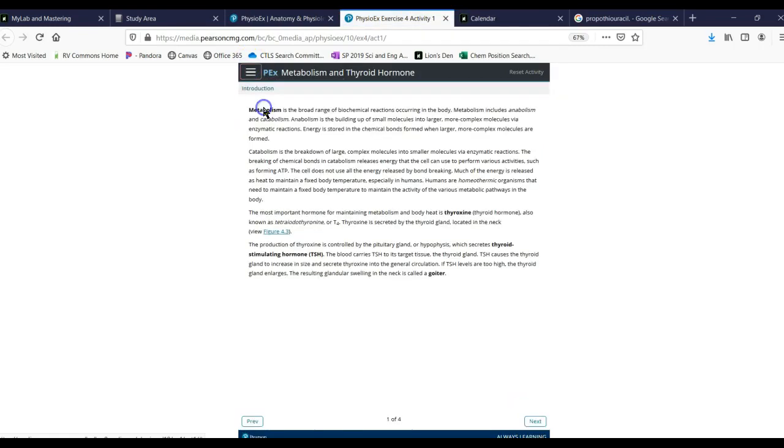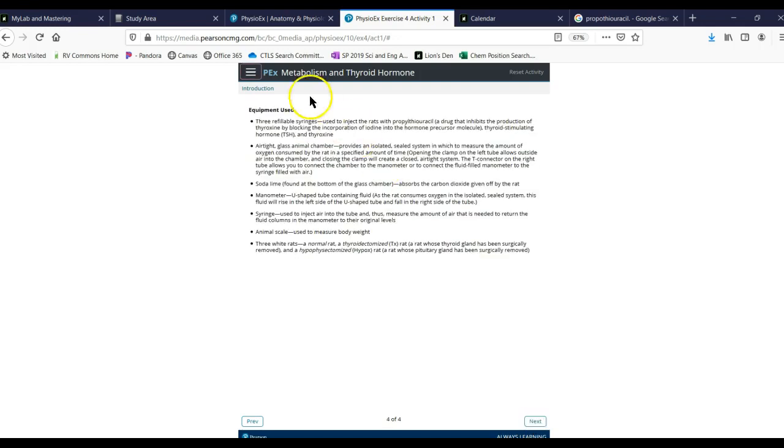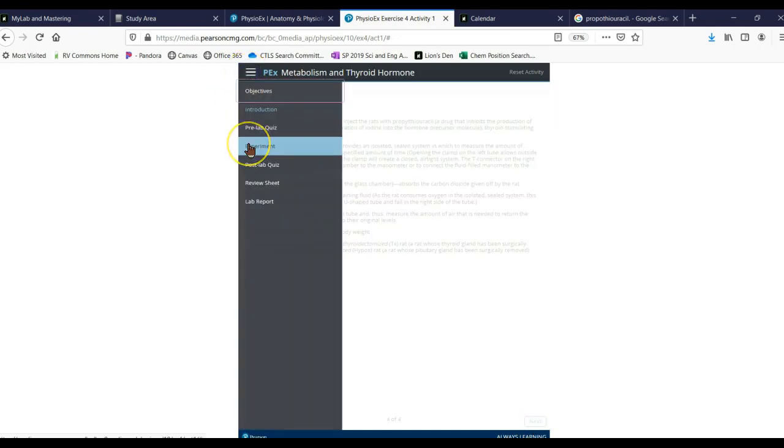Feel free to read the introductory stuff if you want to. You can either read this or you can review the lecture notes about the relationship between the thyroid hormone, the pituitary, and the hypothalamus so that you actually get something out of this activity and don't just spend an hour clicking away all day. So read through it, and you can just skip right ahead to the experiment. The pre and the post lab quiz are not part of your grade.